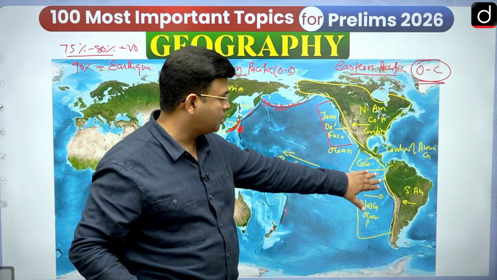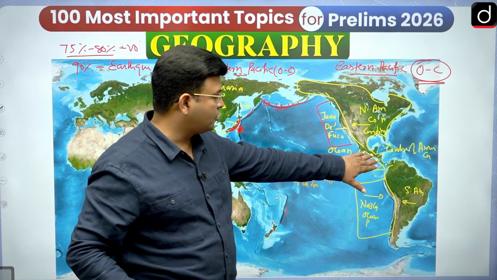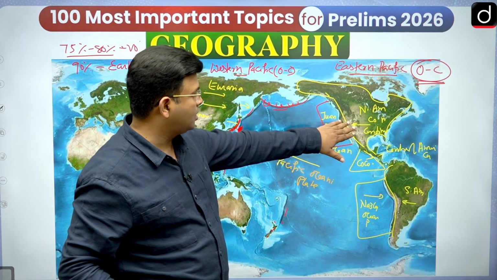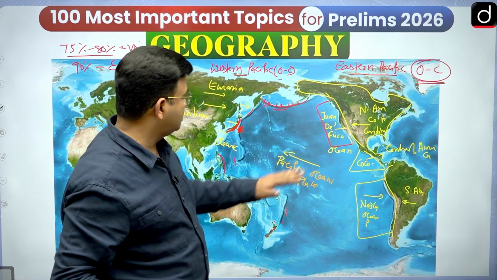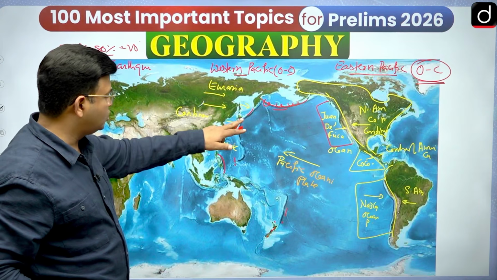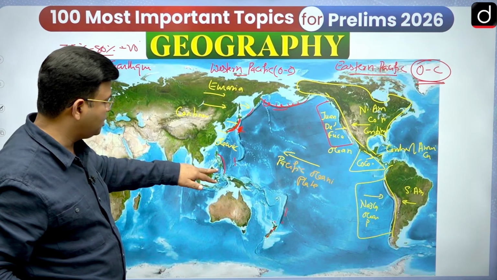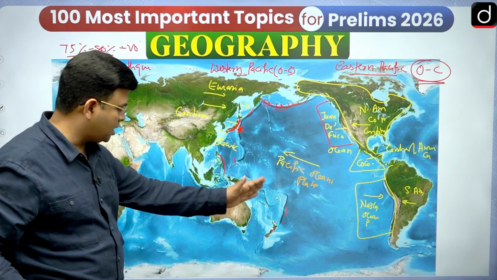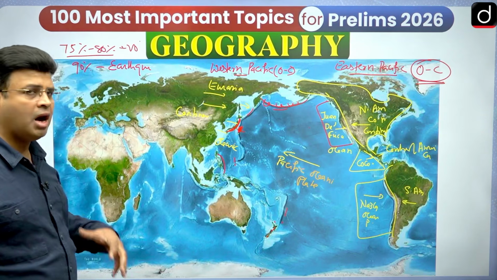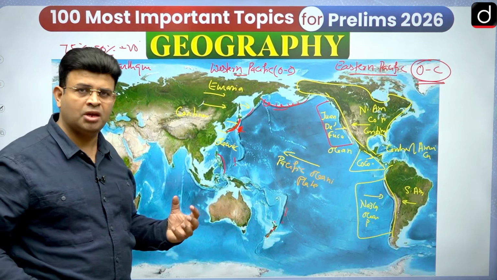These are the countries: Mexico and other Central American countries, then the USA, and then Canada on this side. And here you can see the Aleutians, Japan, the Philippines, Indonesia, and on this side New Zealand. All these are part of the Pacific Ring of Fire.